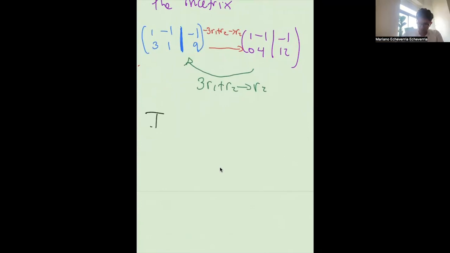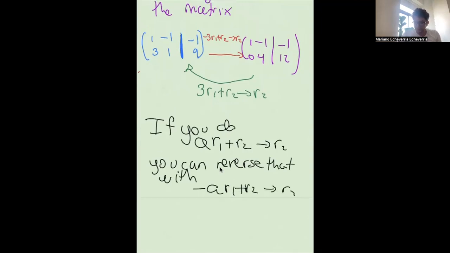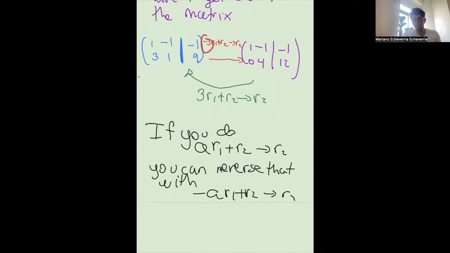It doesn't matter which rows you're doing it on, but just to make it more concrete, if you're doing a times row 1 plus row 2 into row 2, you can reverse that with minus a row 1 plus row 2 into row 2. It's just taking the same coefficient, but with the opposite sign. Here a was negative 3, so minus a is minus 3, which is 3.